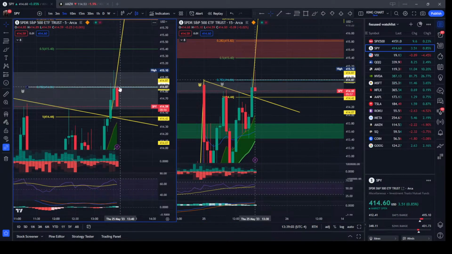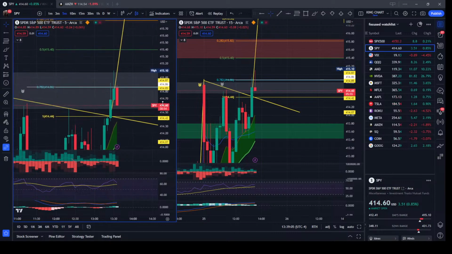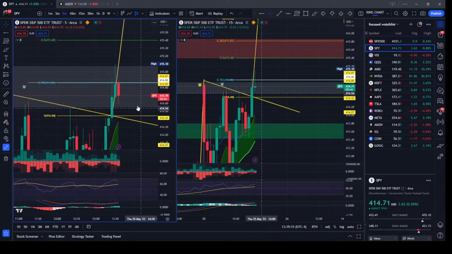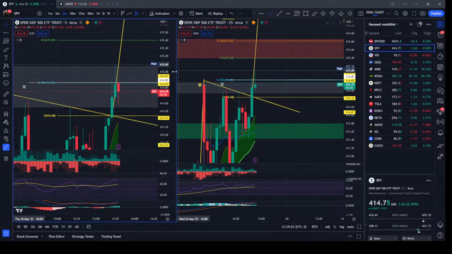Yep, looks like we got a huge rejection. 414.80, sorry, that was a rejection. But look at that retracement. Well, if in the next 45 seconds we are below this line, I'm out of here, and we'll find another trade.